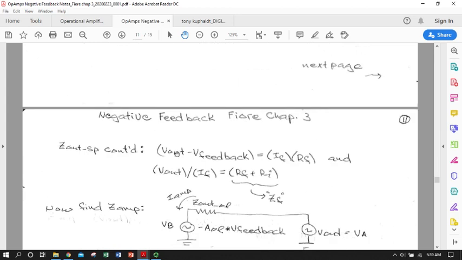So we've got that over here. V out minus V feedback, the voltage drop over the feedback resistor, is equal to the current flowing through the feedback resistor times its resistance. And then we can also express V out divided by that same current as equaling the series sum of the two.